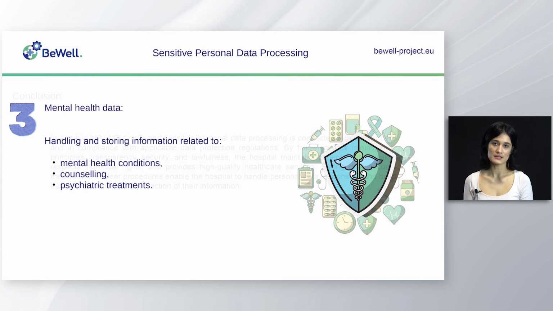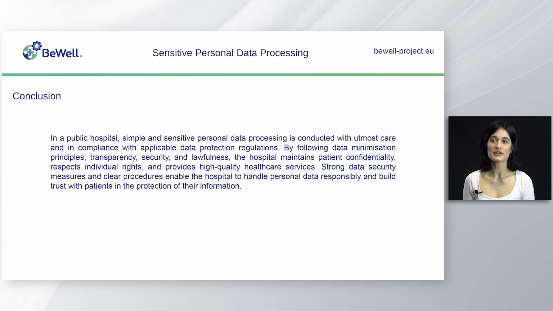and psychiatric treatments. Conclusion. In a public hospital, simple and sensitive personal data processing is conducted with utmost care and in compliance with applicable data protection regulations. By following data minimization principles, transparency, security, and lawfulness, the hospital maintains patient confidentiality, respects individual rights, and provides high-quality healthcare services. Strong data security measures and clear procedures enable the hospital to handle personal data responsibly and build trust with patients in the protection of their information.